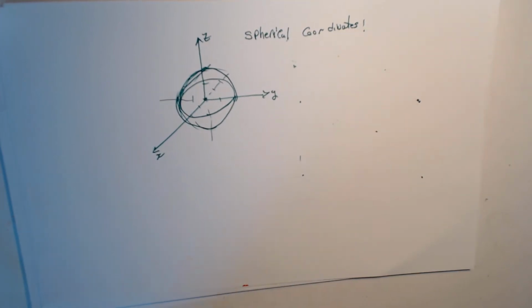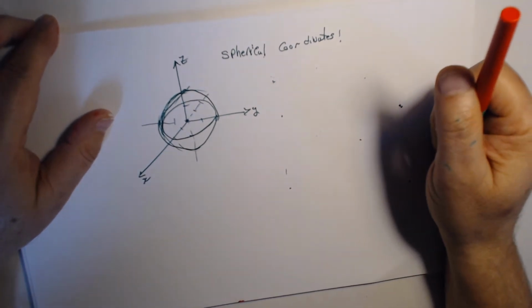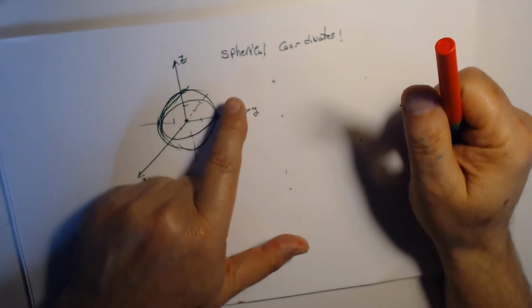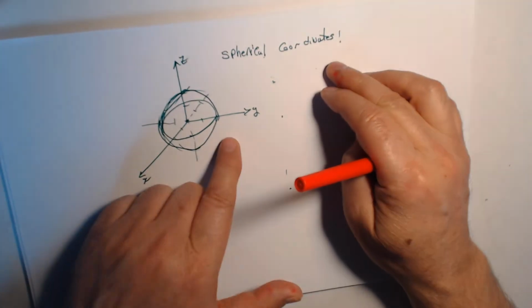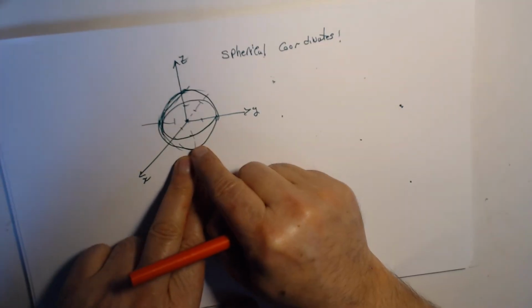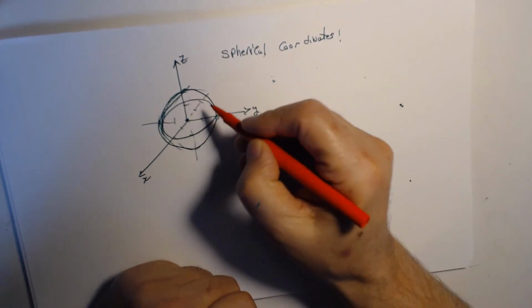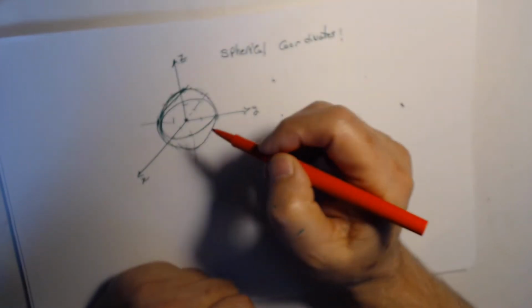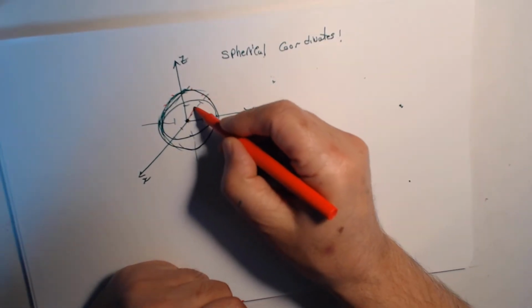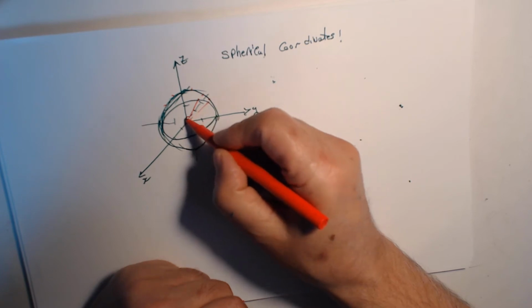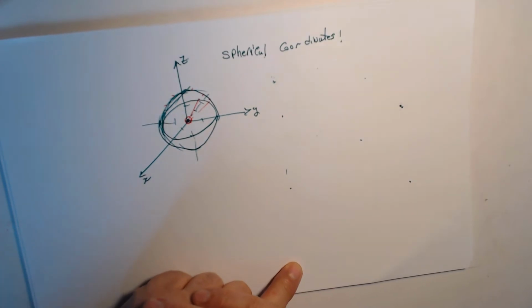Hello. In this short video, we're going to talk about spherical coordinates. In a few minutes, I'm going to explain what spherical coordinates are. But for the time being, I want you to look at this graph. This graph is called a sphere, because a sphere is a set of points where every point in space has a fixed distance from a fixed point, called the center. Therefore, this is called a central symmetry.